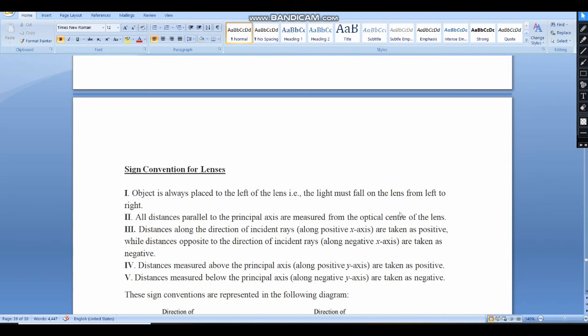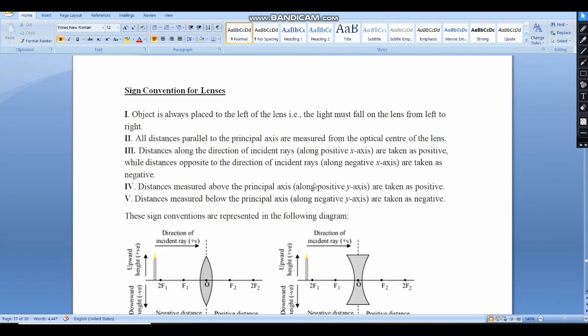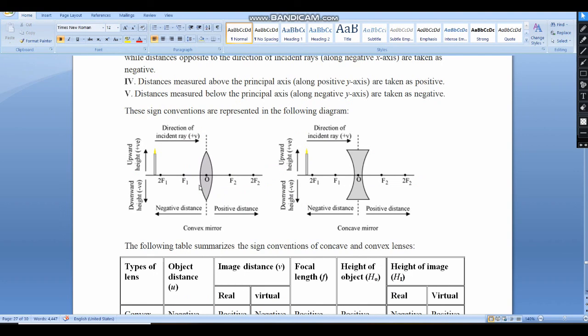There is a sign convention for lenses. When we are solving numerical questions, there is a lot of application of the sign convention. Without sign convention, we cannot solve questions based on the lens formula and magnification. First of all, there are a few rules. First, the object is placed on the left of the lens. The light must fall on the lens from left to right.